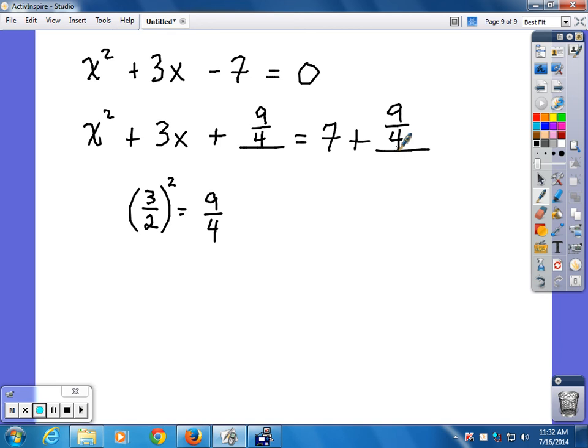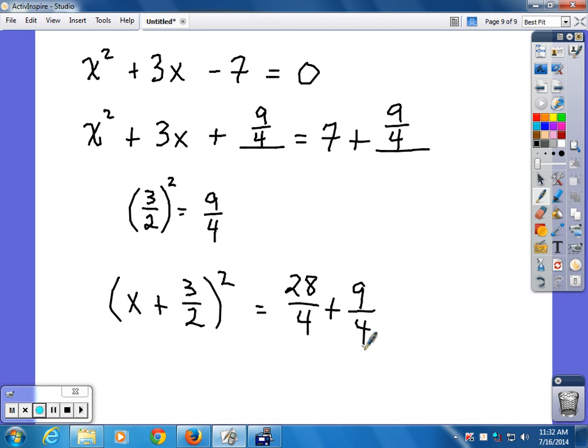All right, now, if you do shortcut number 1, you take the square root of the first term, the square root of the last term, and put it in a square. So that's going to be x plus 3 halves, quantity squared, is equal to, here it comes, 28/4 plus 9/4. Wait a minute, I don't understand. That's what usually comes out after I do that. Where did 28/4 come from?